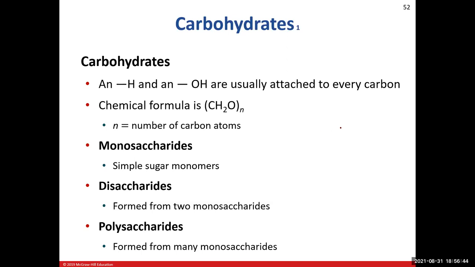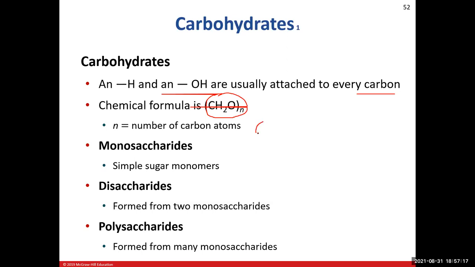So the chemical formula when we're dealing with carbohydrates: every single carbon is going to have a hydrogen attached to it, and it'll also have an OH, the hydroxide, oxygen and hydrogen, attached to it. So we give it a chemical formula of CH2O, with the n on the outside. N is talking about the number of atoms.